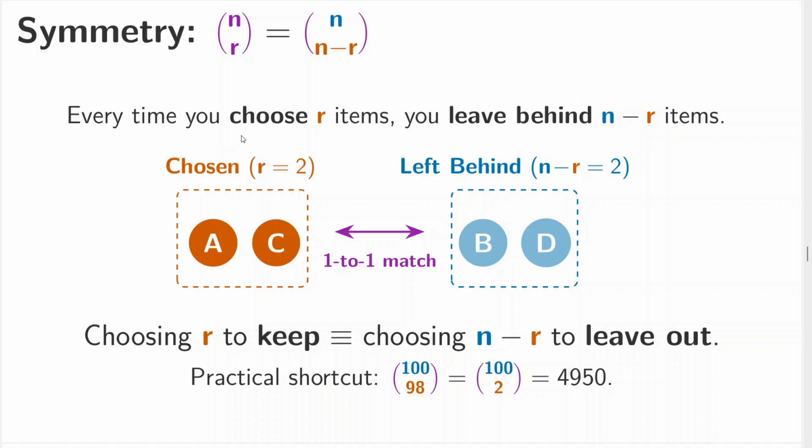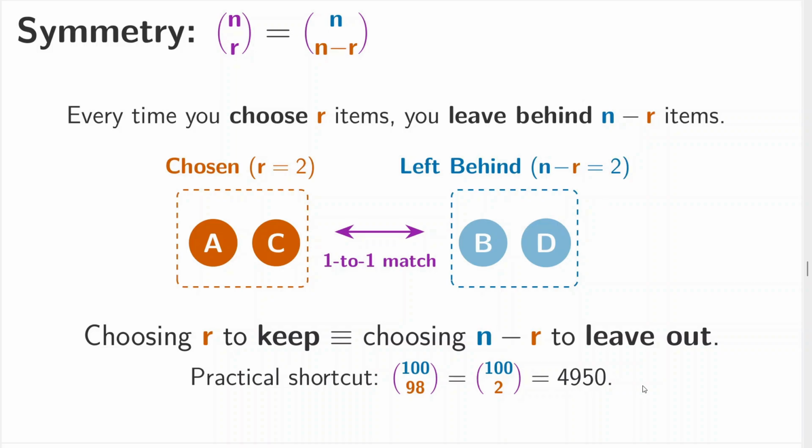Every single time you choose r items to keep, you are simultaneously leaving behind exactly n minus r items. For example, when we chose our 2 items, A and C, we automatically left behind the other 2 items, B and D. There is a perfect one-to-one match between the groups we keep and the groups we leave out. Choosing r items to keep is mathematically identical to choosing n minus r items to leave out. This provides a wonderful practical shortcut. Instead of calculating 100 choose 98, you can simply calculate 100 choose 2, which quickly gives you 4,950.